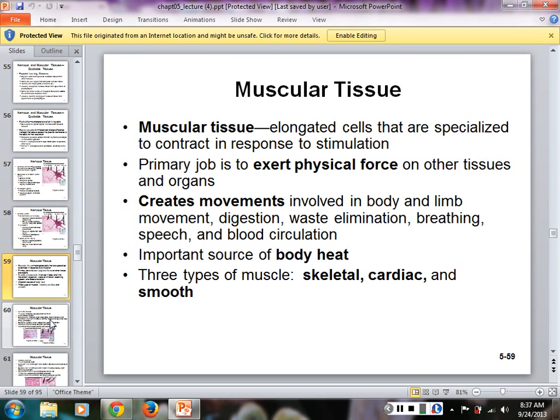Blood circulation, that's your cardiac muscle tissue. It's also an important source of body heat. Muscle tissue is responsible for producing about 85% of our body heat. Okay, and there are 3 types: skeletal, cardiac, and smooth. Cardiac, of course, is just restricted to what? The heart, as you can see. Smooth, of course, is in a lot of different systems, like your urinary, your integumentary, the reproductive, and the respiratory. You will find smooth tissue there. And, of course, the skeletal is just associated with what? The bones. All right?